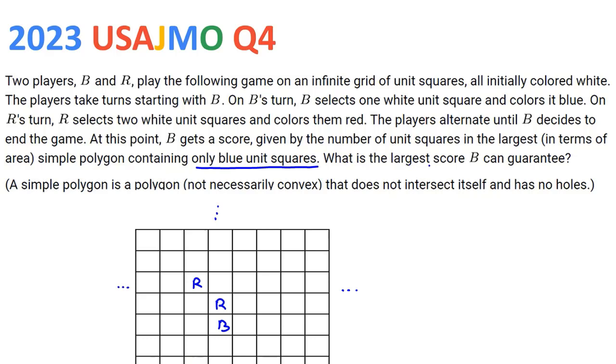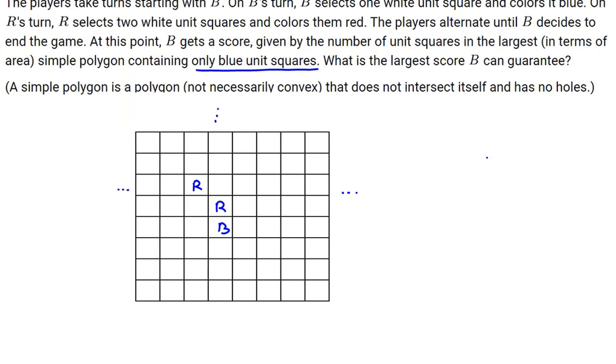What is the largest score B can guarantee? A simple polygon is a polygon, not necessarily convex, that doesn't intersect itself and has no holes. Okay, when you want to find the largest or smallest, something like this, you should consider the answer between two intervals. And always for reaching one side, you should use an example, and for the other side, you should use a proof.